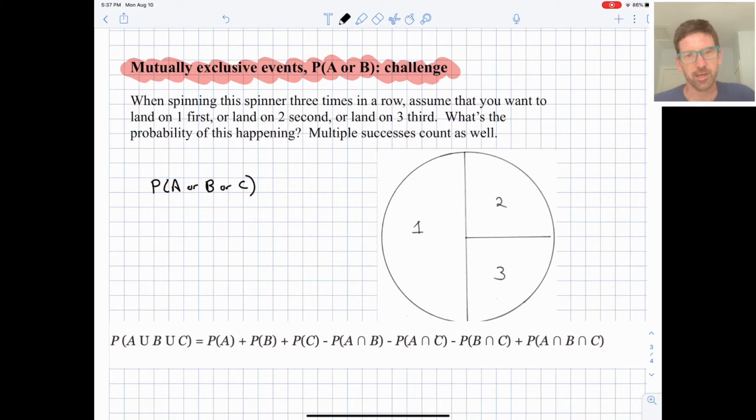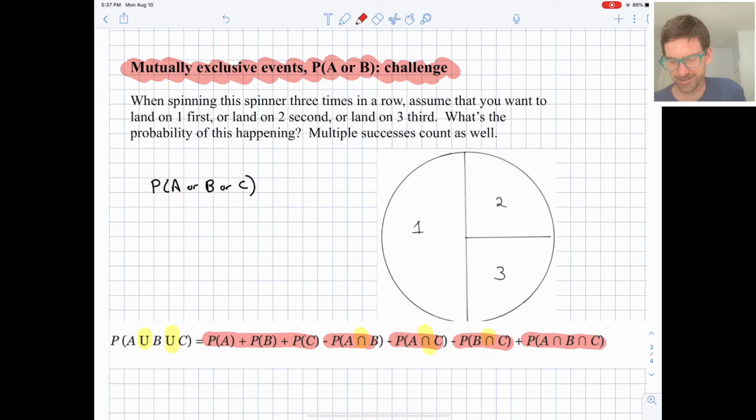Okay? So by the way, in set notation, this U means union, which is a synonym to or. And this upside down U means intersection, which is a synonym for and. Okay? So you can see some familiar stuff in here. We have to add the 3 probabilities together, but then we have to subtract off the three different sorts of and problems, right? A and B, A and C, and B and C. And then what's weird, we have to add on this kind of triple and problem, A and B and C.